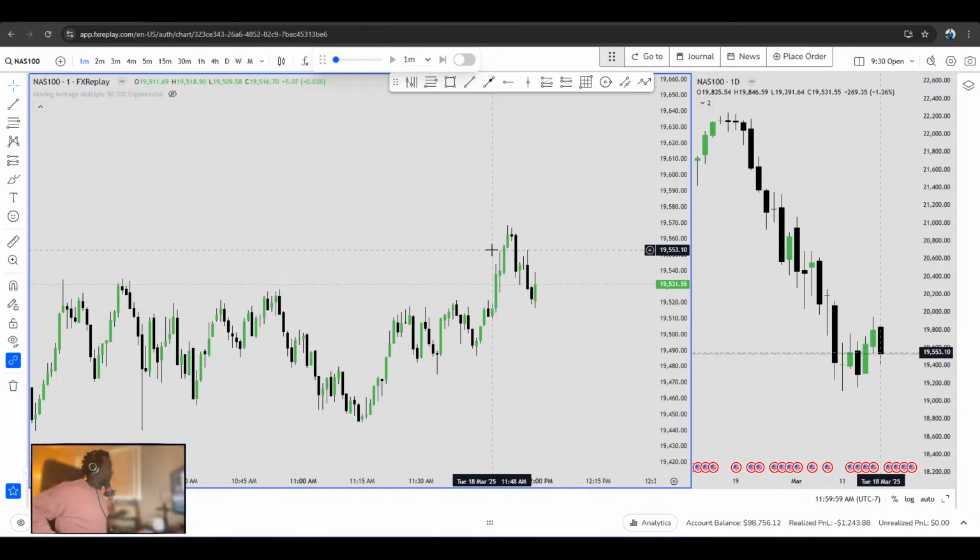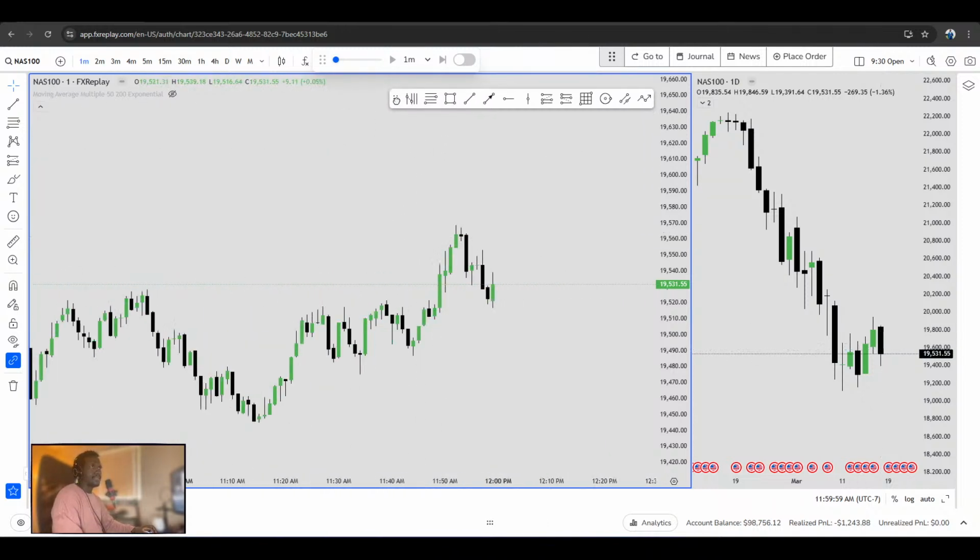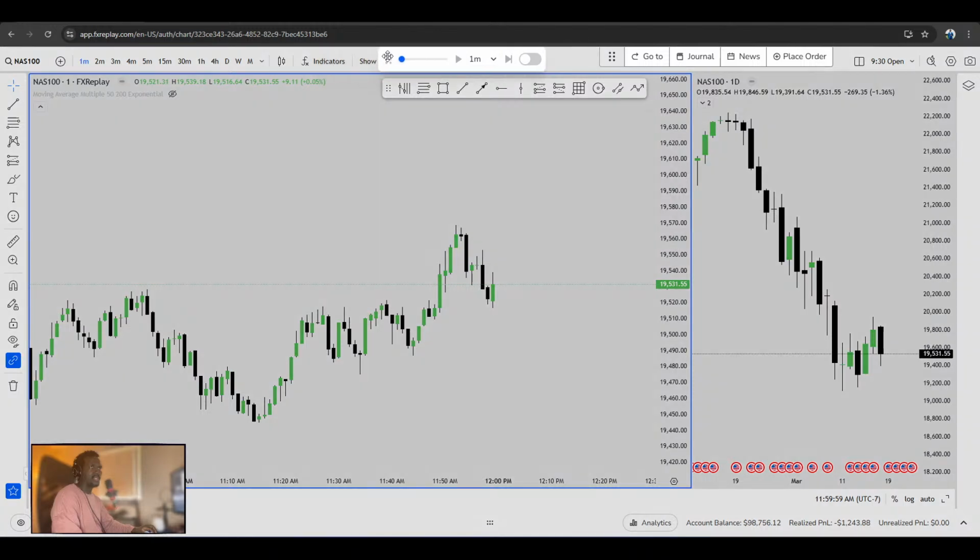Let's start this. Today we're doing backtesting of the strategy I'm currently using. So we're just going to leave off where we left off last Saturday.